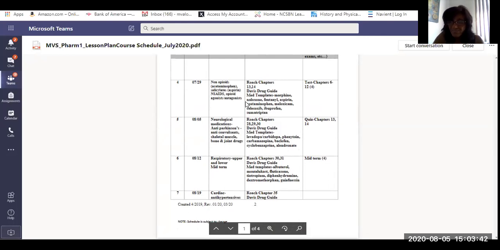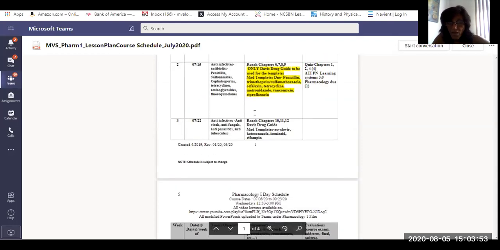There's your list. Morphine, naloxone, fentanyl, aspirin, acetaminophen, meloxicam, celecoxib, ibuprofen, sumatriptan. And then what other meds? Oh, acyclovir, ketoconazole, isoniazid, and rifampin. And then here, penicillin, trimethoprim sulfamethoxazole, cephalexin, tetracycline, metronidazole, vancomycin, and ciprofloxacin. There's your list.